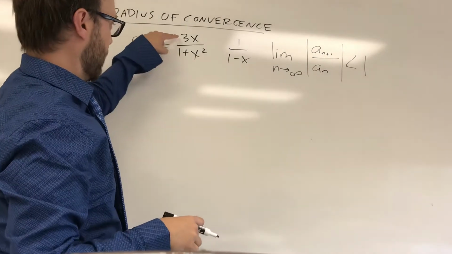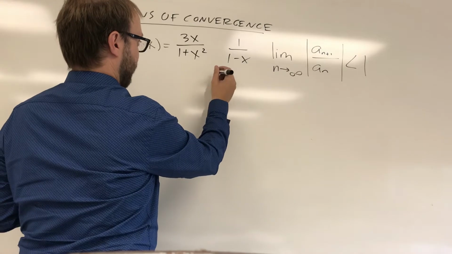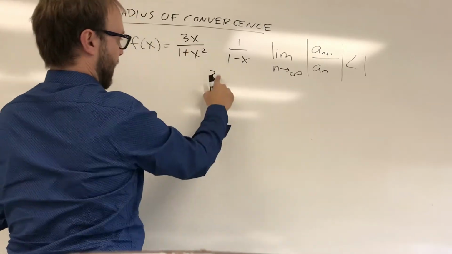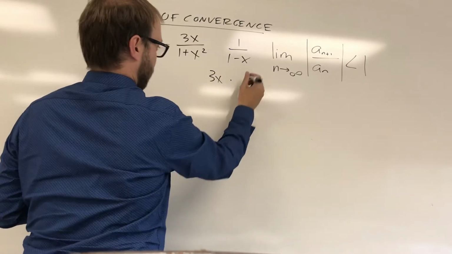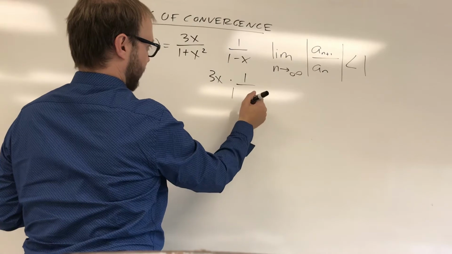So a couple of things here. Number one, I can factor out a 3. Okay, so I can write this as 3 times. I can factor out an x from the top too. So 3x times, now I've got a 1 on top. I still have a 1 plus x squared on the bottom.